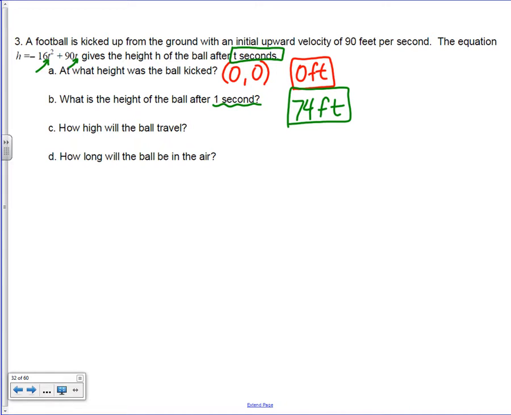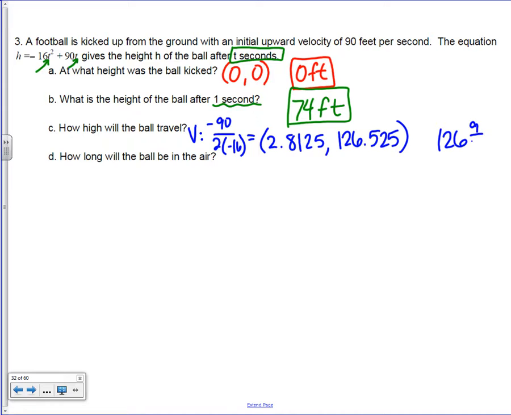How high will the ball travel? That's just another way of saying how tall, how high will it go? What's the maximum? So that means I need to find my vertex. Negative b over 2 times a, and that should give you this kind of funky looking decimal that you're going to have to plug in. And again, when you plug it in, you're going to get another decimal. If you want, you could change that decimal into a fraction, and that's how high the football will go off the ground.